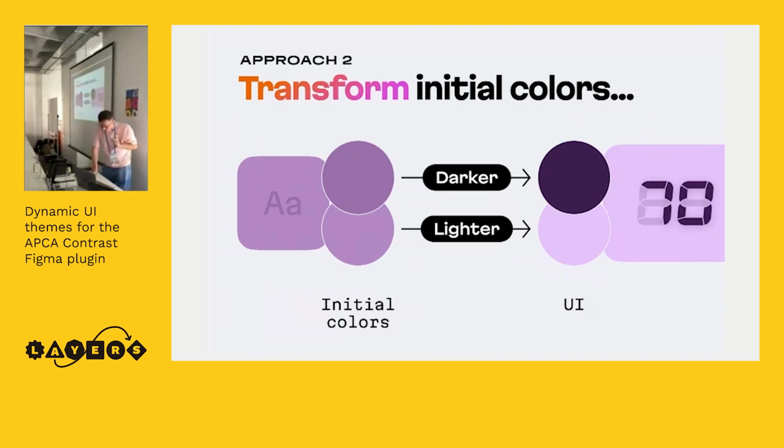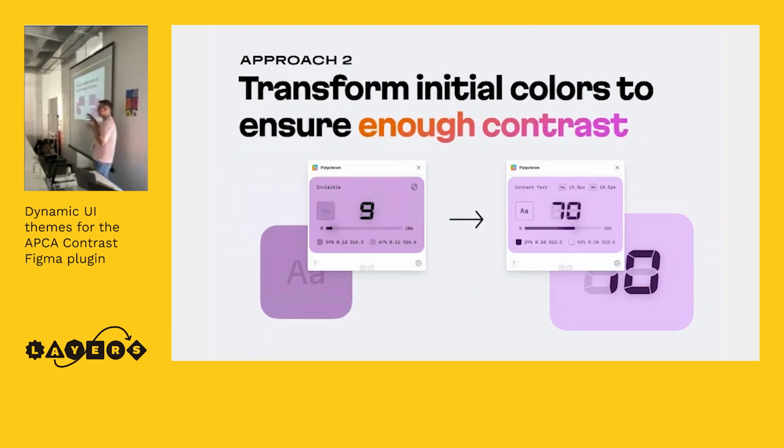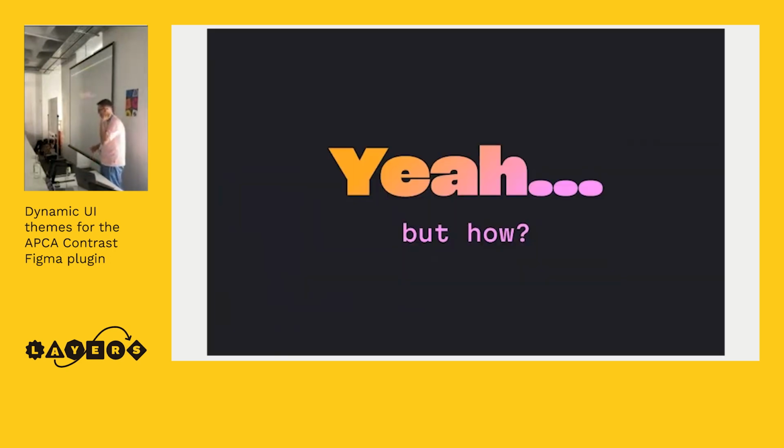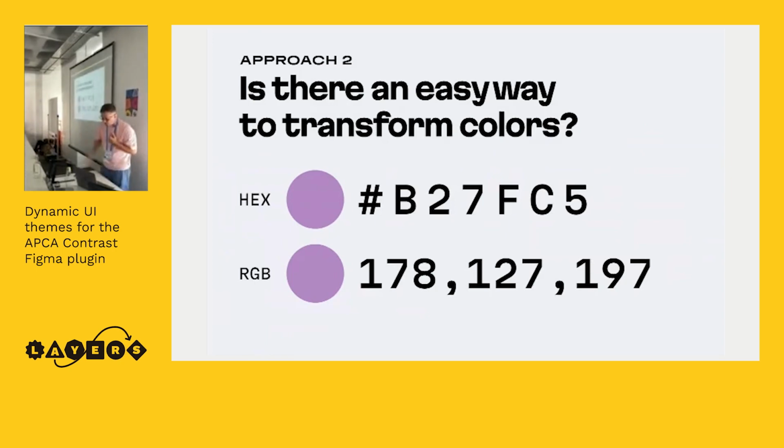But we can't just make colors randomly darker and lighter. We want to ensure enough contrast, enough distance between them. Okay, our approach is ready. Let's test it again, right? No. Just think about it. How can we change the colors, transform them? I mean, look at this mess.